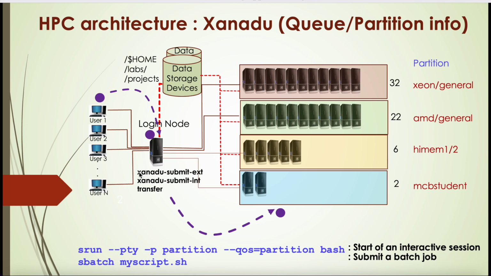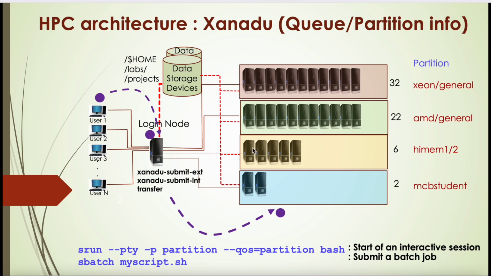I'm simply saying Xanadu submit external or Xanadu submit internal, but you are basically in one of those virtual nodes from 1 to 5, depending upon whether you ask for the external or the internal. So now you are on one of those virtual submit nodes. These submit nodes are not very powerful machines, especially in the case of Xanadu, and it's highly discouraged by the system admin as well as by us that people should not use resources to run any analysis on the submit node, because they're not meant for that purpose.